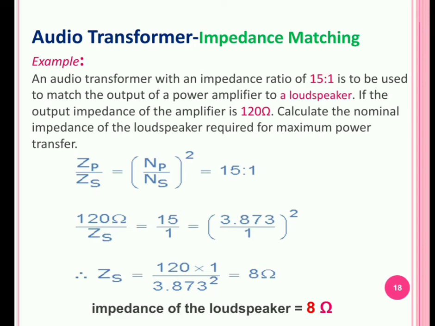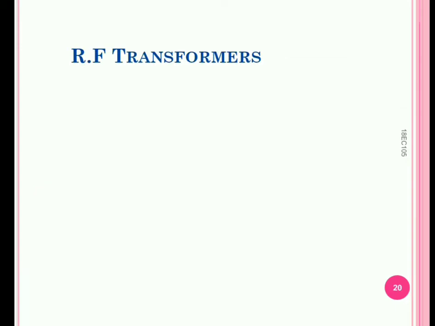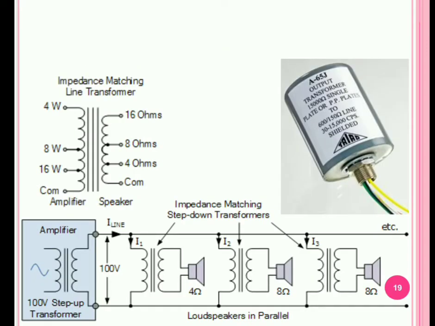So the impedance of the loudspeaker required will be 8 ohms for perfect maximum power transfer. So this is another impedance matching transformer. Here you can see, on one side you have 4 watt, 8 watt, 16 watt and common.